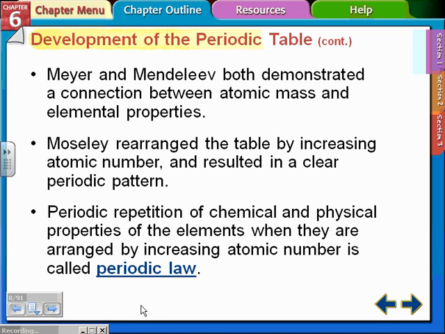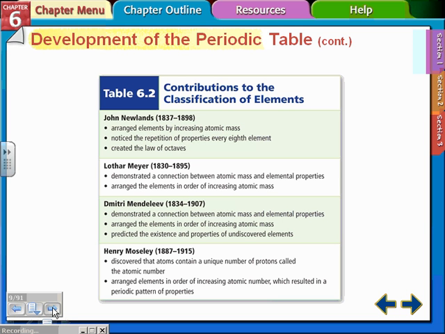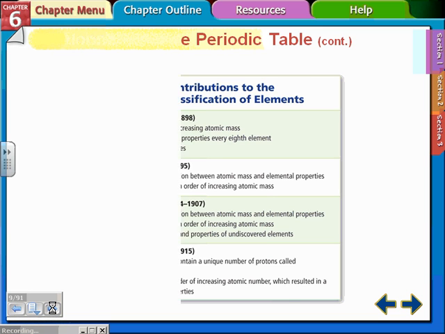When you arrange elements by their atomic number, a periodic pattern appears, and chemical and physical properties of those elements are shown. And we'll start to learn about the groups, and you'll see how those fit together as well. This is called the periodic law. These are some of the contributions by the scientists and how the periodic table was developed over time and those time frames. So you can look at that.